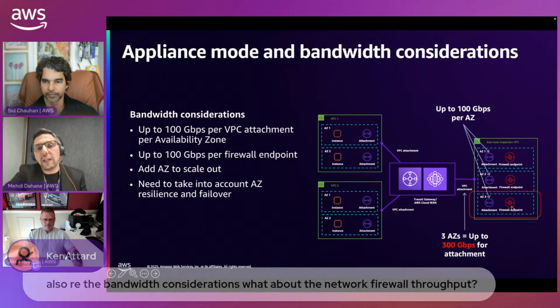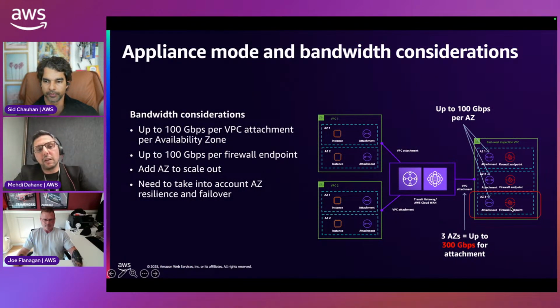So the network firewall, each endpoint gives you 100 gigabits per second, the same as the attachment you get from the Transit Gateway. So this little circle here is the attachment from Transit Gateway. So that gives you 100 gigabits per second, and this icon here is a firewall endpoint, which also gives you 100 gigabits per second. So if you add another AZ, then you add another 100 gigabits per second to the firewall.